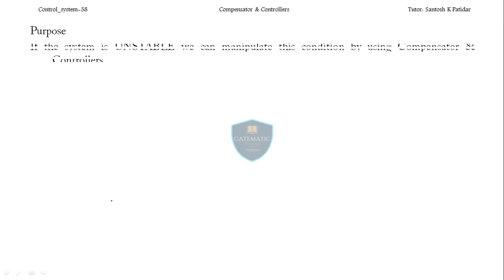So today we are going to start the compensator and controller. First we'll see the purpose. The purpose is, if the system is unstable, we can manipulate this condition by using compensators and controllers. These are some mediator kind of thing. They make a bridge between two points, and these two points for the control system are nothing but input and output. You are applying something, you are getting something. If your system is unstable, I can manipulate that. Compensators and controllers can make the system stable, or unstable. If you have a stable system, you can change the parameters of the system to get the desired output, isn't it?